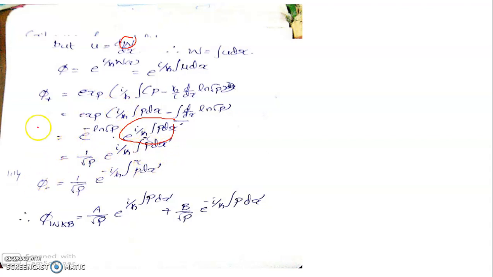Similarly, you substitute u minus to obtain phi minus. Here the sign will be minus going minus and this term will be retained. Here you will have 1 by root p e raised to minus i by h cross integral p dx.